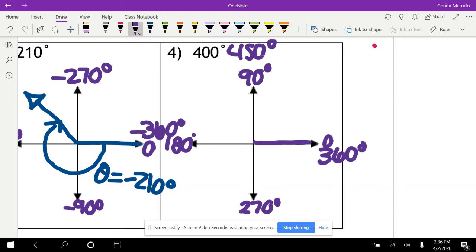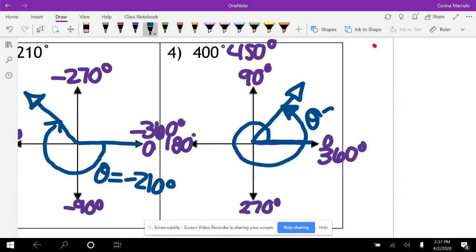We always start here, but we are going to end in the first quadrant because 400 lands in between 360 and 450. When we draw our angle, we don't stop here. We have to go around once, and then we come up to the terminal side. Then from there, we just label it theta equals 400 degrees.